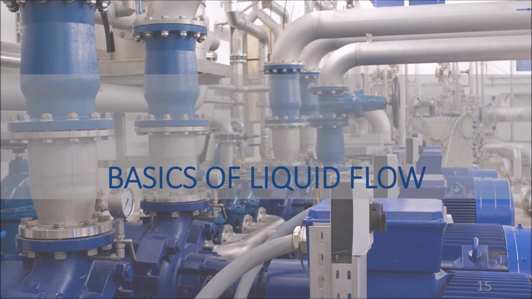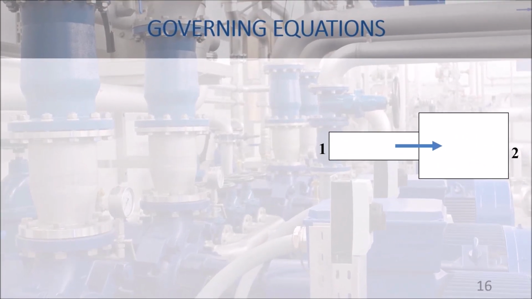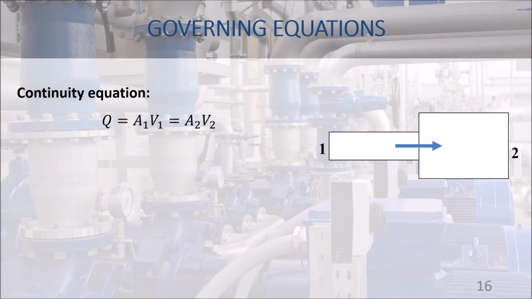Let's add some motion to our fluid. Liquid flow in pipes is governed by 2 equations. First, the continuity equation, which states that the flow rate is a constant along the pipe and equal to the area at any section times the velocity at this section. As the pipe diameter increases, the velocity decreases, but the flow rate stays the same.